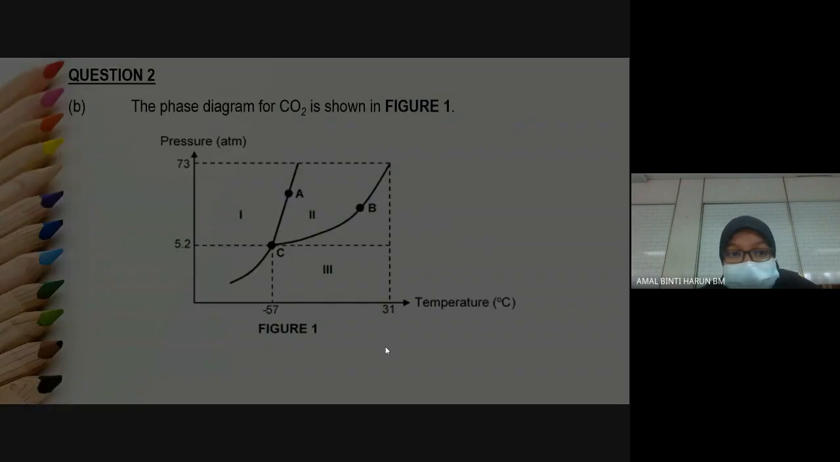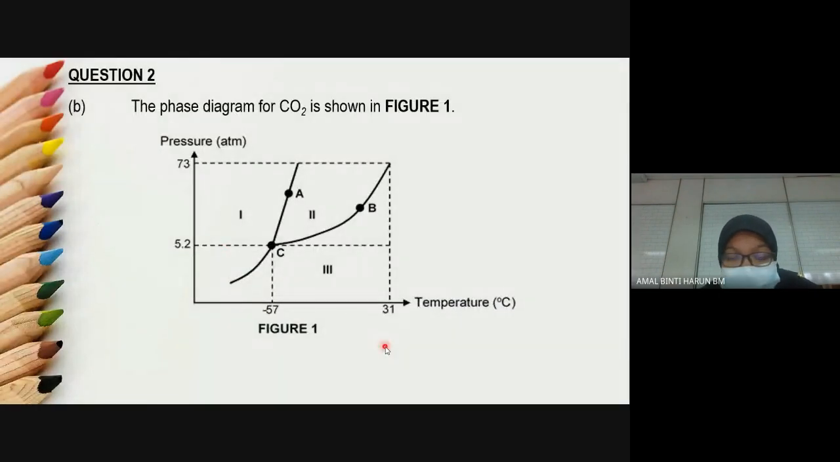Next is the phase diagram. So do you remember the phase diagram? This is the phase diagram of CO2. How do we know it is CO2? Because the slope is a positive slope. Solid, liquid and gas.